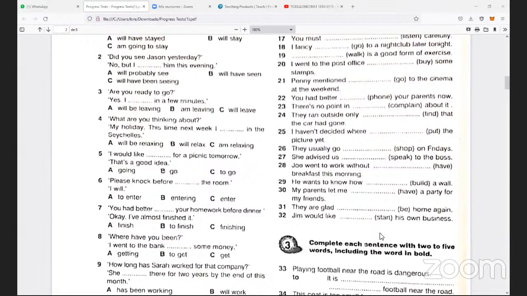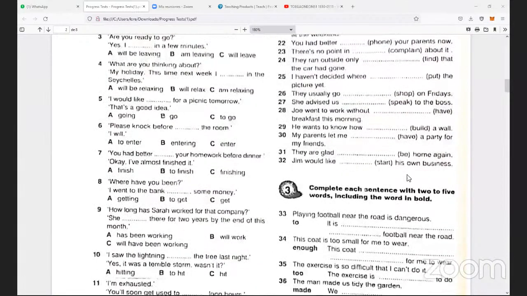My parents let me have a party for my friends. Okay, in this case, this is an object pronoun. So always after an object pronoun, the infinitive. Let me, to let me have. They are glad to be home again. Great. And Jim would like to start his own business.